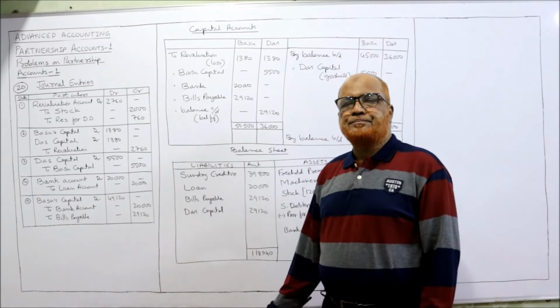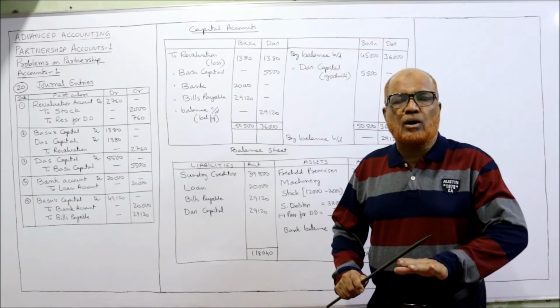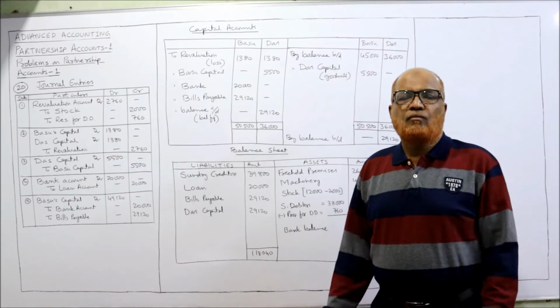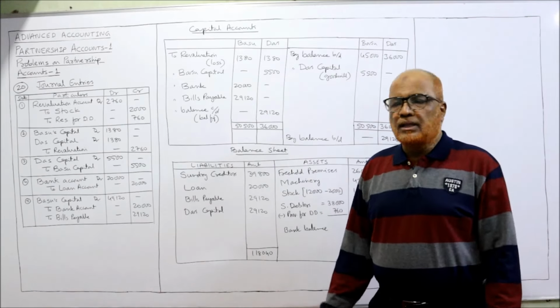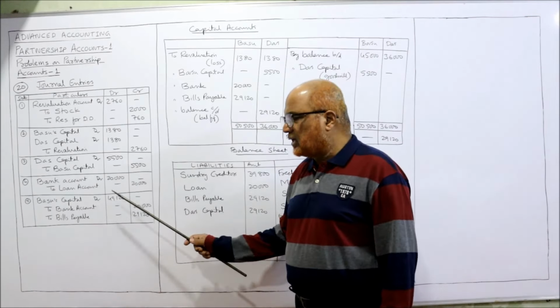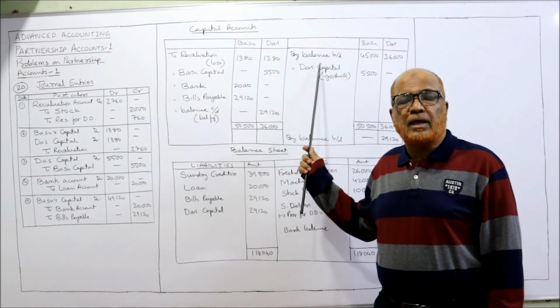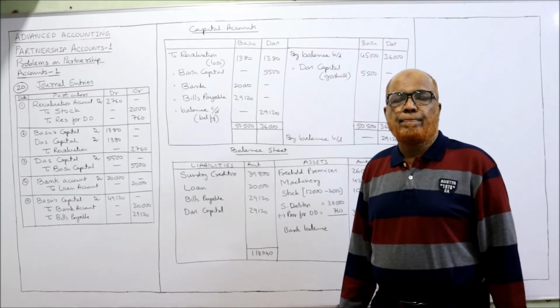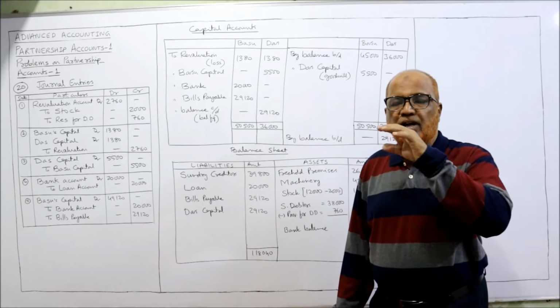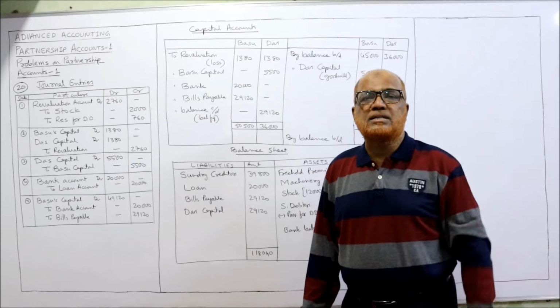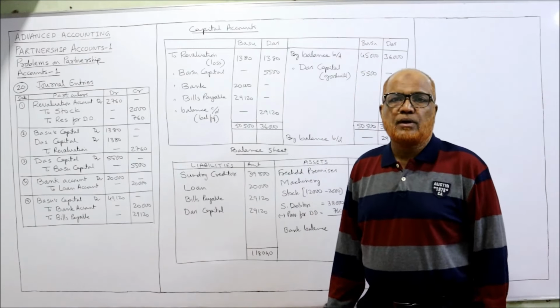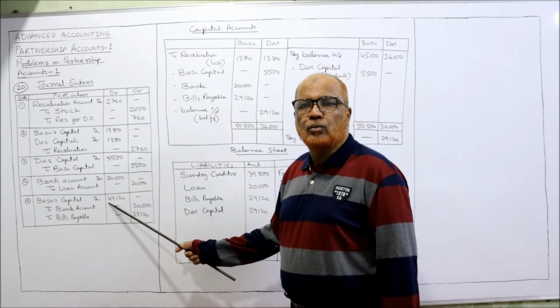Now finally, Basu's capital account should be closed, whatever is the amount due to him. The entry will be Basu's capital 49,120. How do we get this 49,120? By preparing the capital account. By preparing the capital account, we come to know how much is the amount due to the retiring partner, Basu. So 49,120 is the amount due.